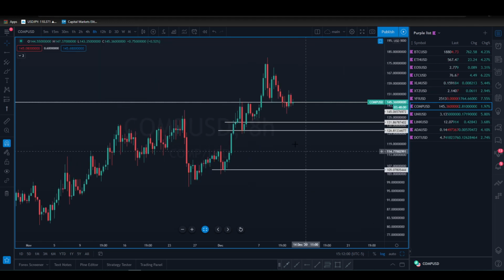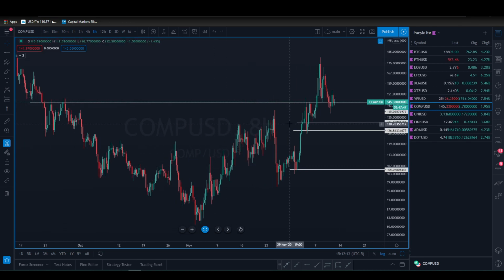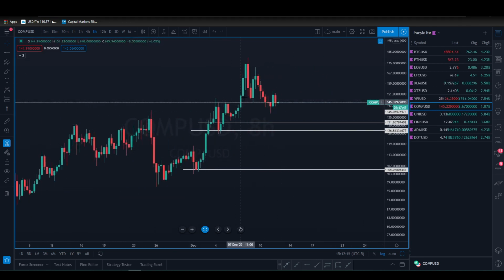Comp is struggling. We did get a push back above and a close above this level here. This is last week's level. This is closing back below it. Oh no, this isn't last week's area. What am I talking about? I guess I put it on there last week, this line, but so far it's holding resistance. We did get a bearish close back below it, so it does look like this thing's wanting to test lower.